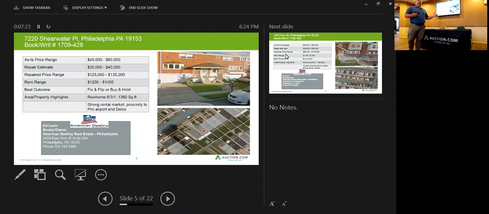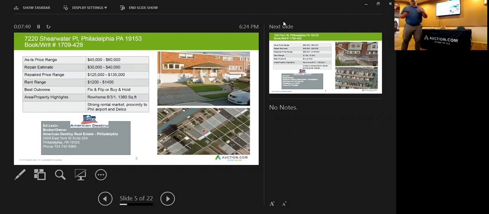If you were to buy this at a foreclosure sale or something like that, maybe $45,000 to $50,000, your renovation costs could be anywhere from $30,000 to $40,000. And your after repair range is anywhere from $125,000 to $135,000.